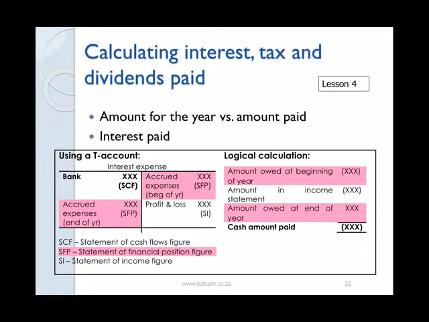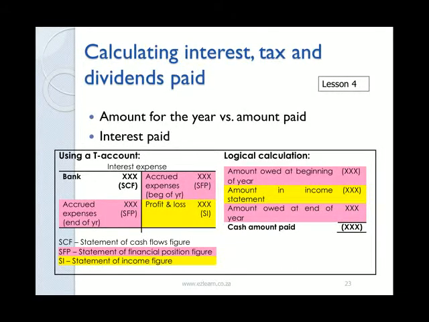If, however, you were doing a logical calculation, you would show the amount at the beginning of the year as an outflow because one would assume that you have paid it. However, the amount owing at the end of the year is an inflow as it has not yet been paid. These figures are the amounts that you would have received from the statement of financial position shown in accrued expenses for interest.